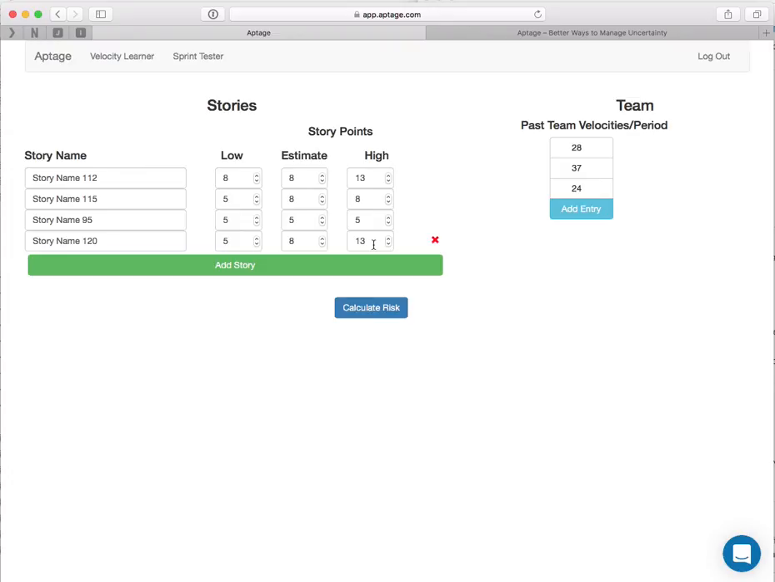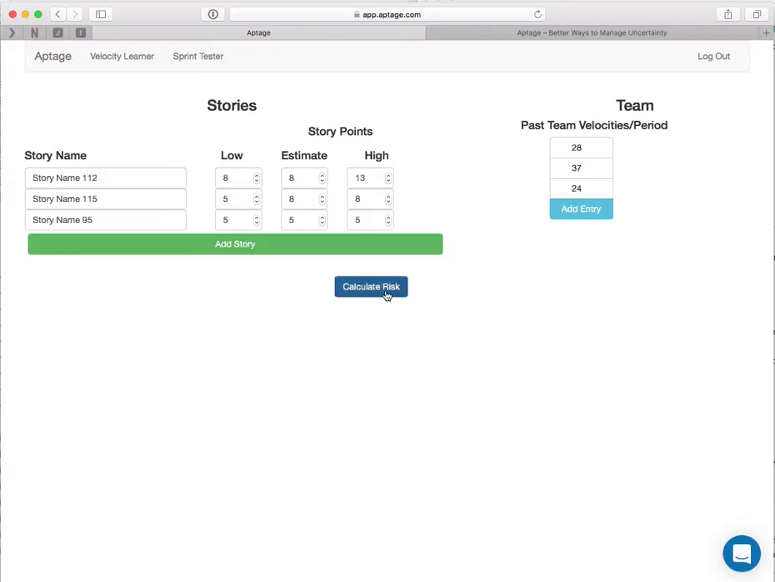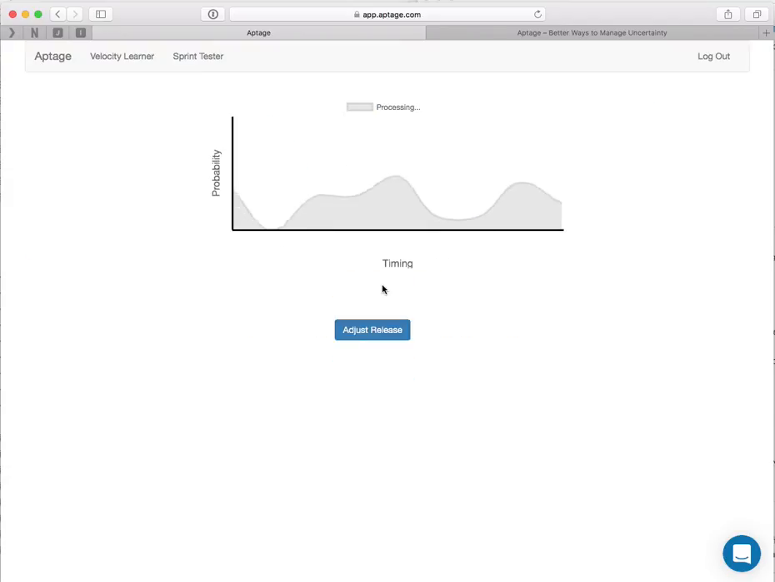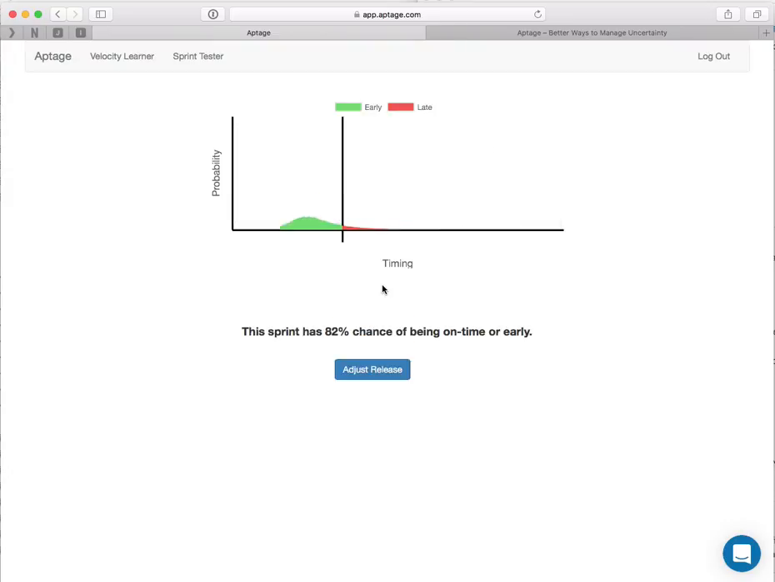The team decides to go back, study this a little bit more, maybe break it into 2 stories, so they eliminate it from the plan and calculate the risk again. Our code is running in the cloud, and it comes back with an 82% chance of being on time or early. 80% is good.